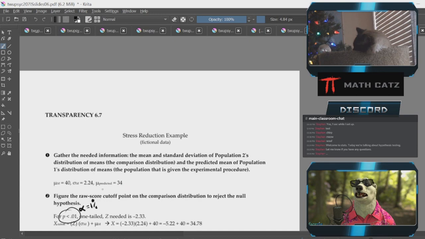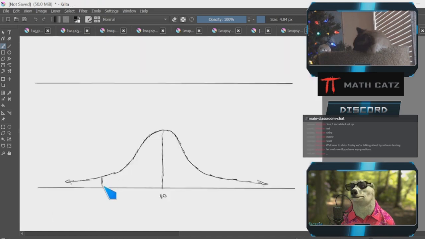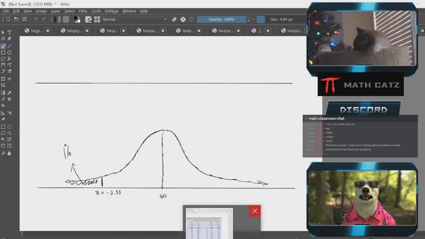Okay. So we have 1%. Let's put it over here just for convenience. We don't have to make it super small. 1%. That means a z-score we can go look up is negative 2.33. In case you're not sure, let's go and find that.